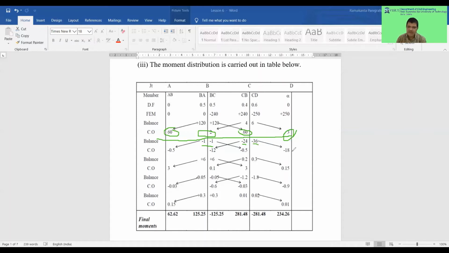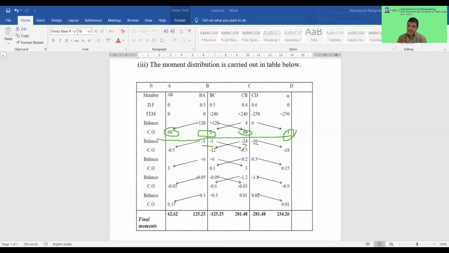Minus 36 will become minus 18, minus 1 will become minus 0.5, minus 24 becomes minus 12. Whatever the sign is, the carryover carries the same sign but half of the value. Carryover is always 50%: half of the moment carries over to the next member joint, and the sign convention remains the same.